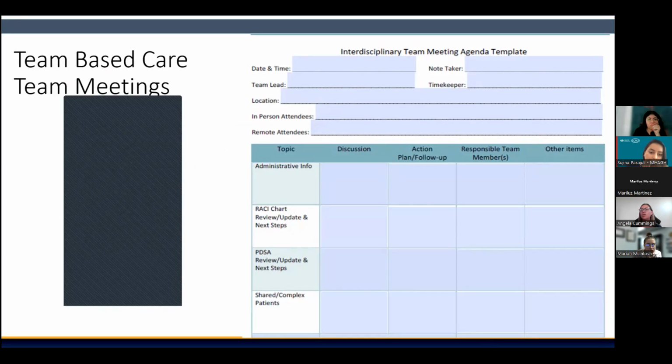You're talking about what's happening at an administrative level. You might have your RACI chart, which is where you talk about who's responsible for what. Are you doing PDSAs? Are you testing new changes to your process along the way? And then really talking about those shared and complex patients.